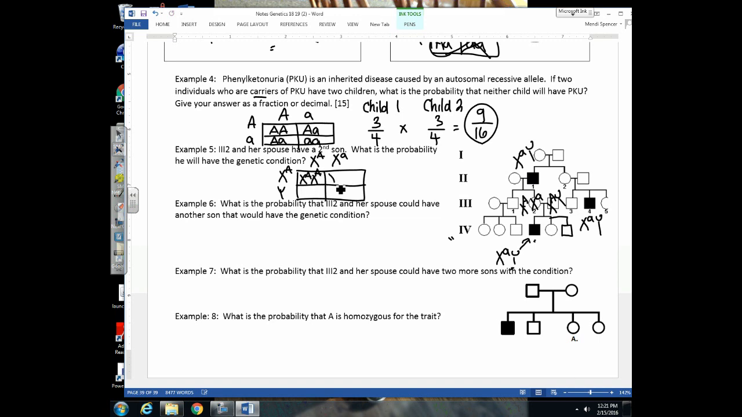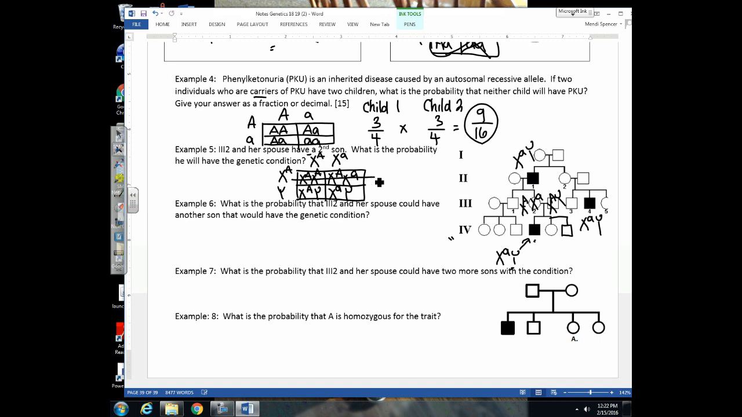So, determining the offspring genotypes here. Okay. Now, some of you might jump to the conclusion that the probability that they have this son and he has this trait is going to be 1/4. But this is a situation where we have to factor in some known information.